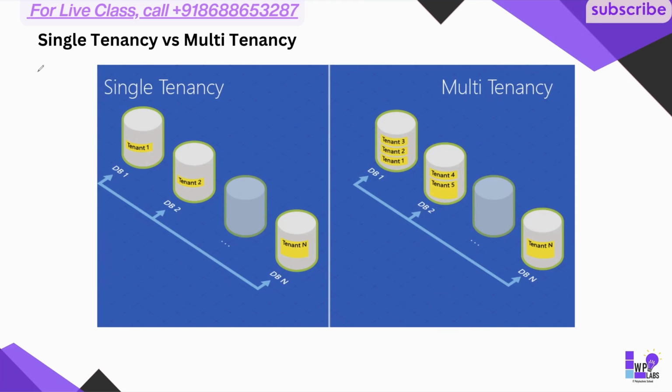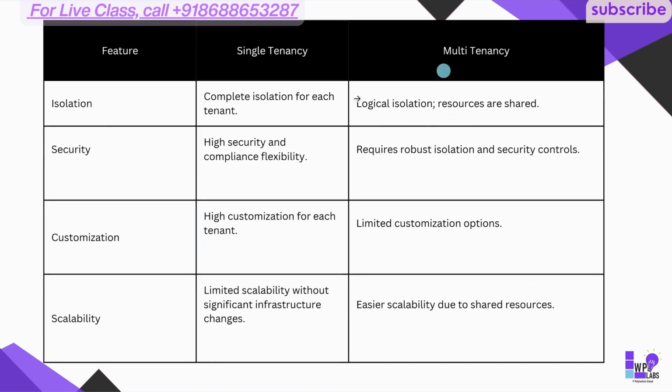Now we'll look into the differences between single tenancy and multi-tenancy. Isolation: complete isolation for each tenant in single tenancy, and logical isolation in multi-tenancy, where resources are shared, as we have already seen. Security: high security and compliance flexibility for single tenancy, while multi-tenancy requires robust isolation and security controls. Customization: high customization for each tenant, versus limited customization options for multi-tenancy. That's where single tenancy stands out. Scalability: limited scalability without significant infrastructure changes, while multi-tenancy has easier scalability due to shared resources.